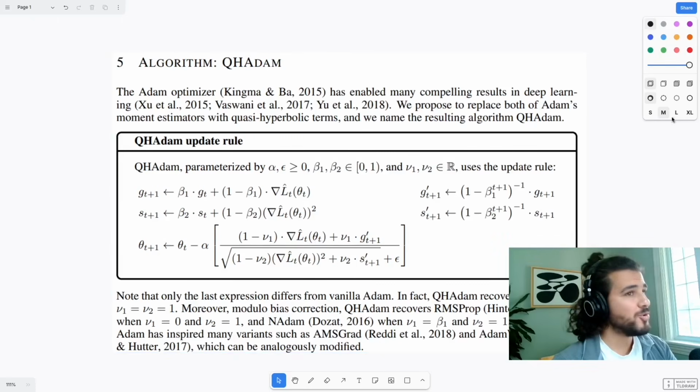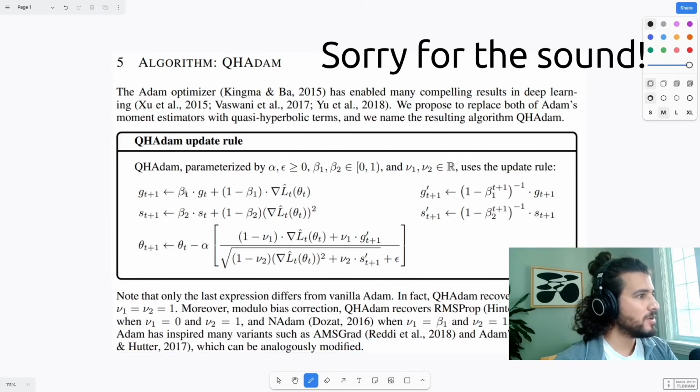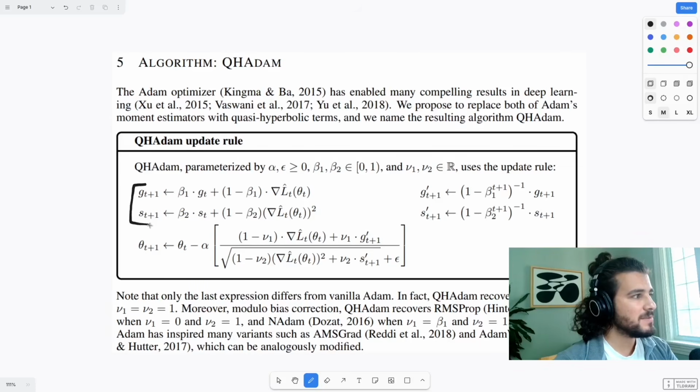Okay, now we're ready for QHAdam. If you take a quick look over here, yes, there are a lot of letters, but one thing to notice is that it's the same stuff here as Adam.